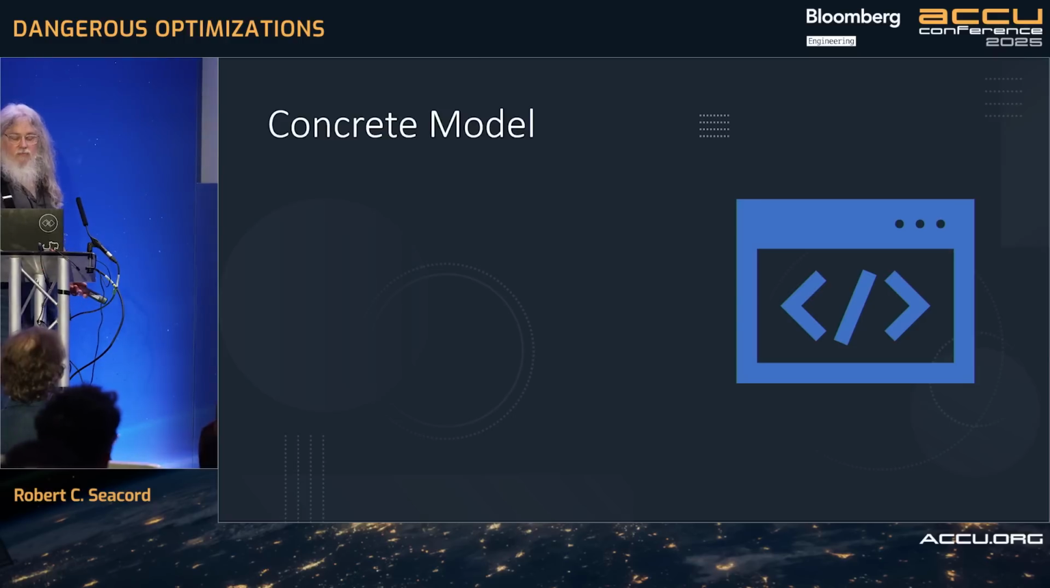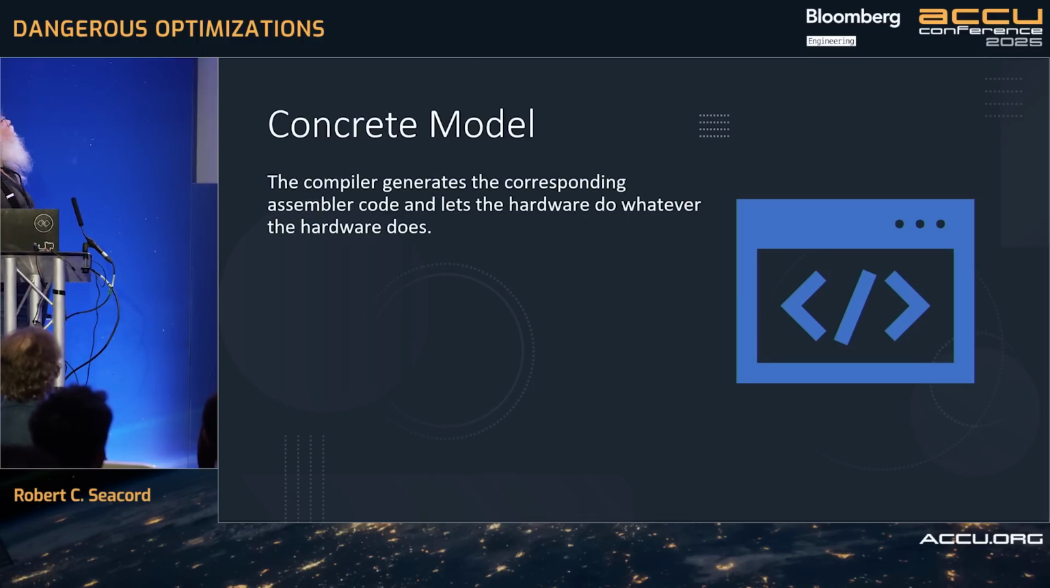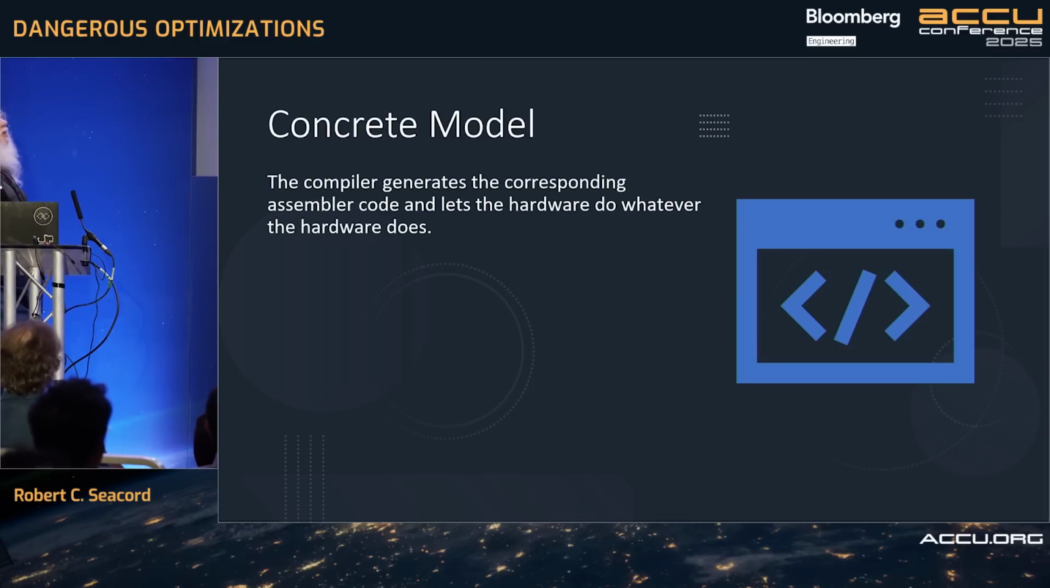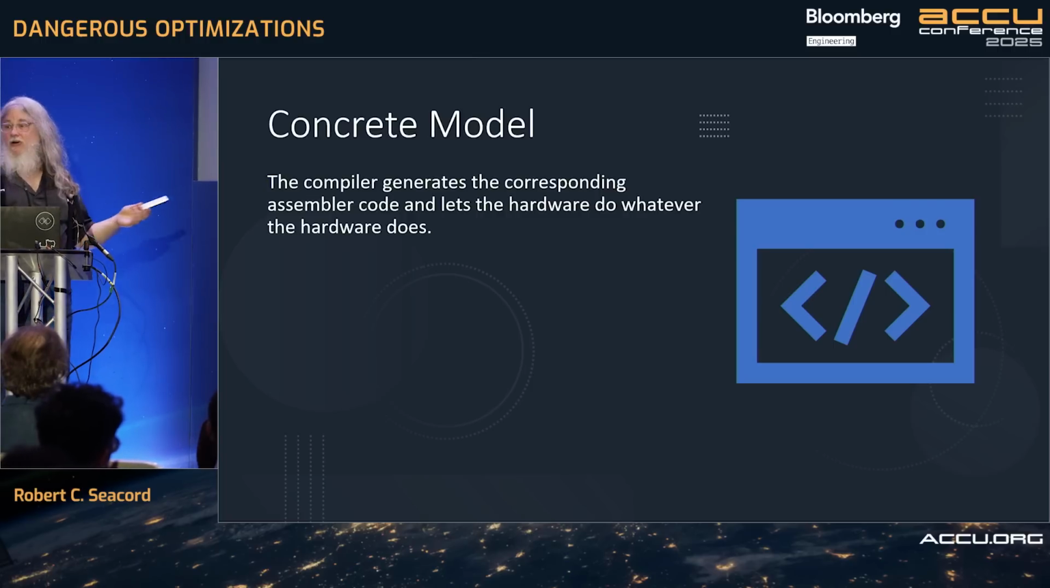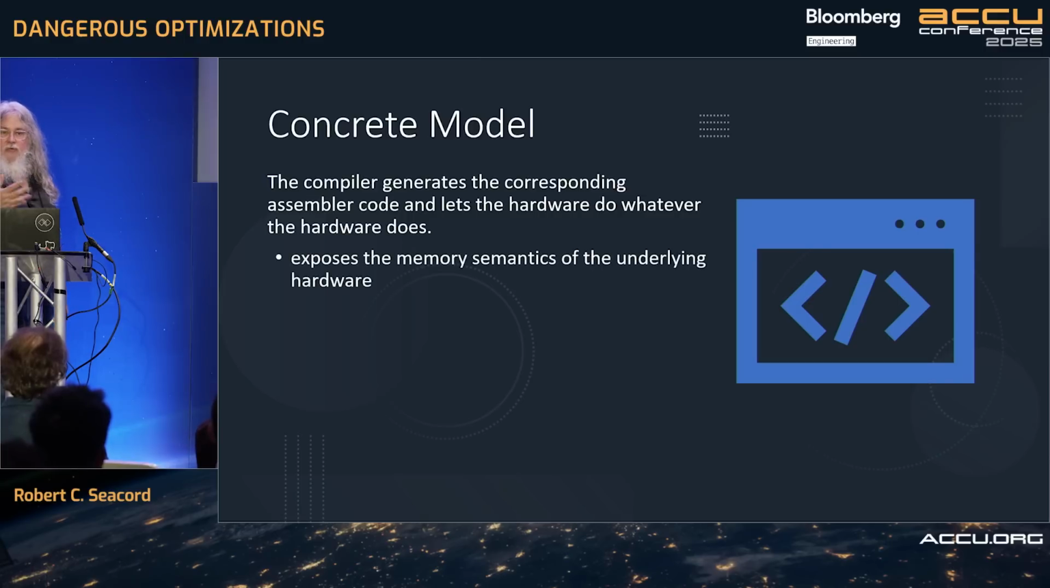It turns out the reason for this is they have different models for how C and compilation function. The first is the concrete model. Earlier I referred to this as the hardware model; both terms are reasonable. Here the compiler generates the corresponding assembly code and lets the hardware do whatever the hardware does. And again, for the old people, this is what we're used to. If it doesn't behave like this, we get confused and sad, angry usually, and you write letters to your congressman.